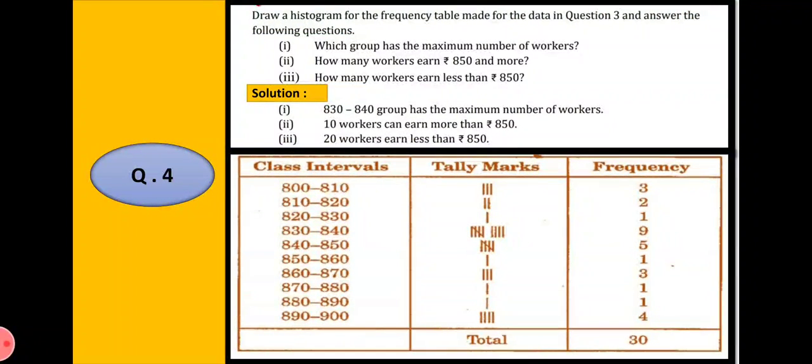And now let's draw a histogram using this frequency distribution table. So for drawing the histogram, on the horizontal axis, that is the x-axis, we have to take wages in rupees, and the vertical axis is the y-axis. So on the y-axis you will take the number of workers.